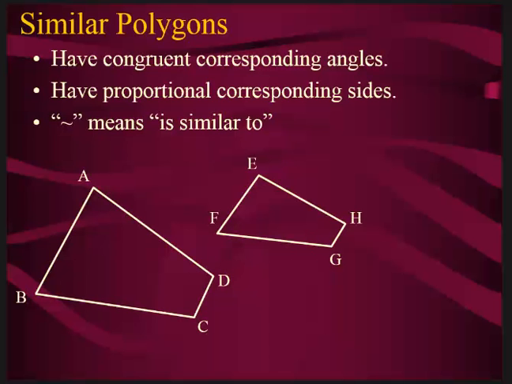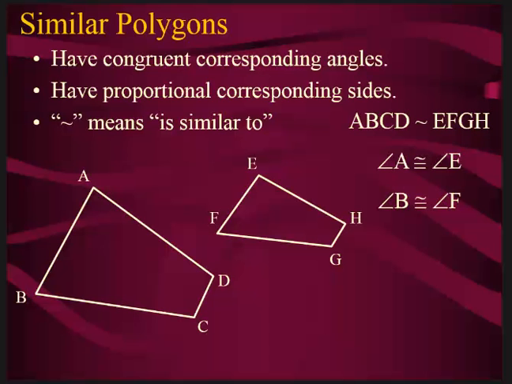So my similarity statement is A, B, C, D is similar to E, F, G, H. They have to match up. Corresponding parts in the same position. That tells me that angle A is congruent to angle E. I now can match the parts without even having these pictures. B, angle B is going to be congruent to what angle over here?